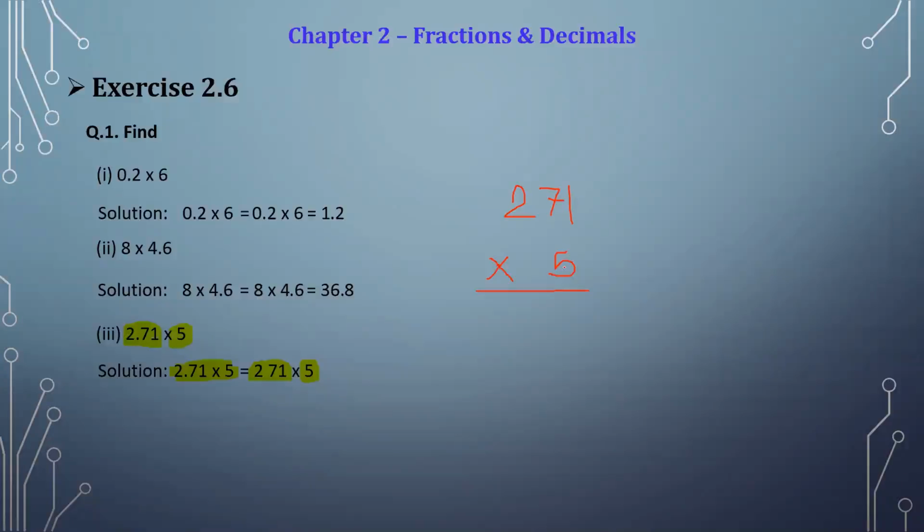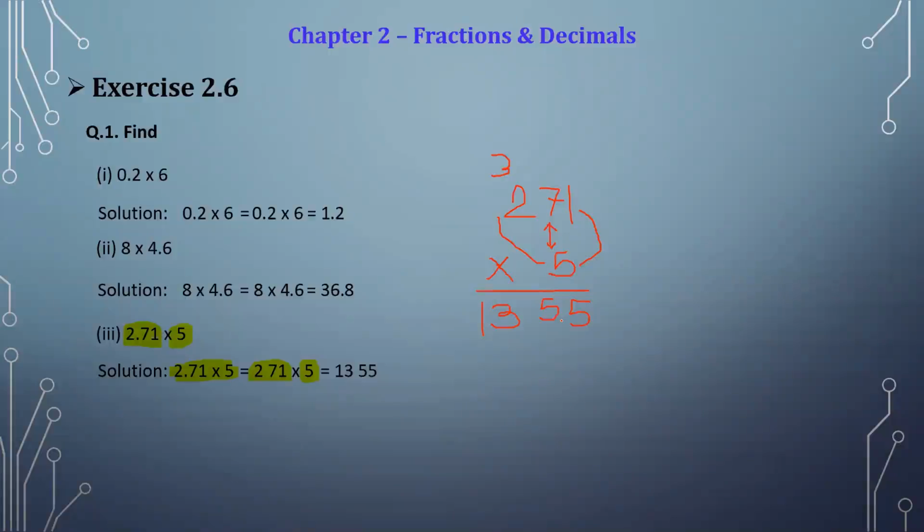Now in the same way we are going to perform the multiplication. 5 ones are 5, so that 5 comes at the last position. Then 5 sevens are 35, so we write 5, and the remainder is 3. Then 5 twos are 10, and 10 plus 3 is 13. So 1355 is the product of 271 into 5.